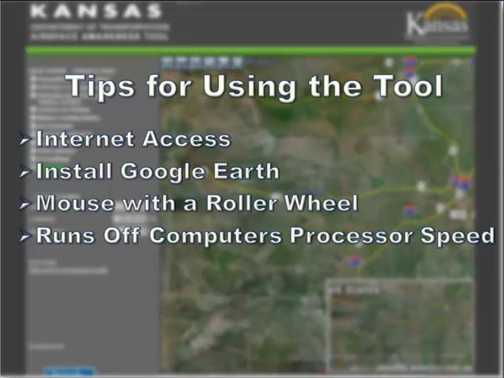However, in order to download the Google Earth plugin, you will need to have administrative rights on your computer. If you do not, you will need to contact your system administrator. It would also be beneficial for you to have a mouse with a roller wheel on it. This will make navigating in the tool much easier. It is also important for you to know that the Kansas Airspace Awareness Tool runs off your computer's processor speed, so the older your computer, the slower the tool may run.